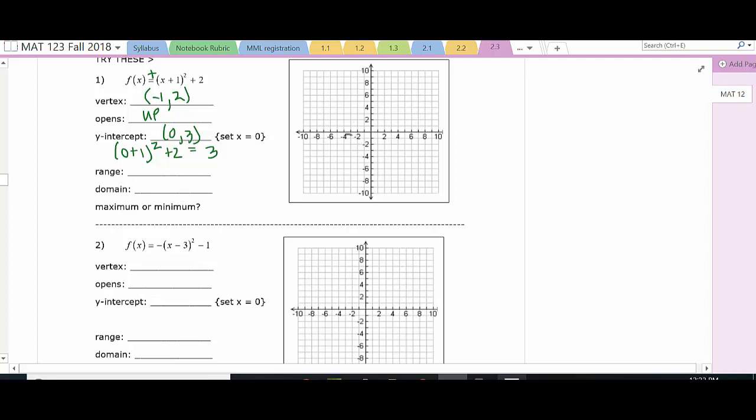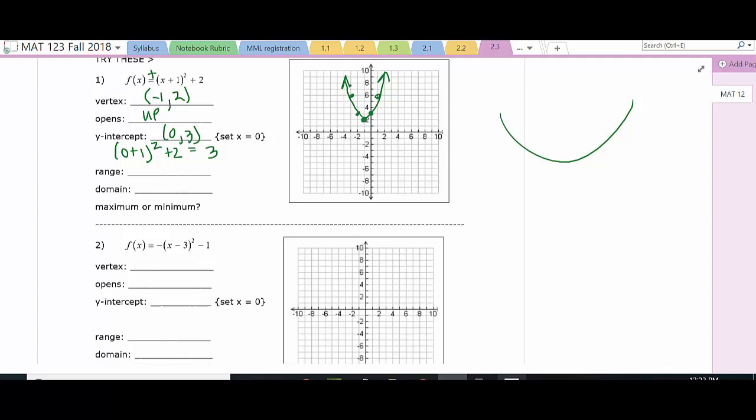On your graph, you would go left 1, up 2 for your vertex. Your y-intercept would be 0, 3. I want an accurate graph. I don't want students just throwing in a U shape. So over 1 up 1, over 2 up 4, and then backwards: left 1 up 1, left 2 up 4. That's what your graph is. That's good enough. Just try to get the vertex and 2 points on either side of it because it's symmetrical like that.